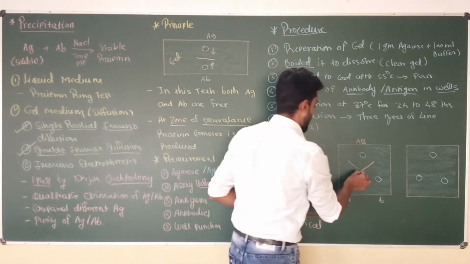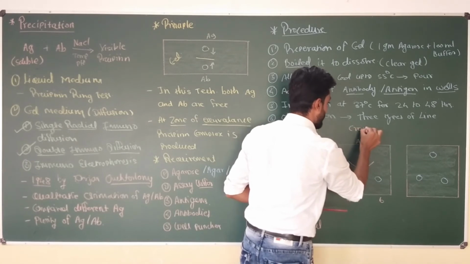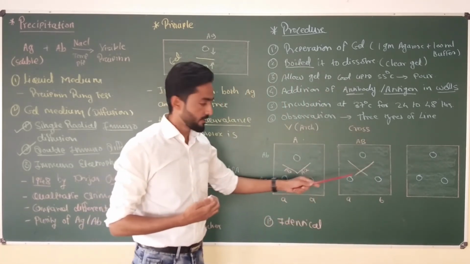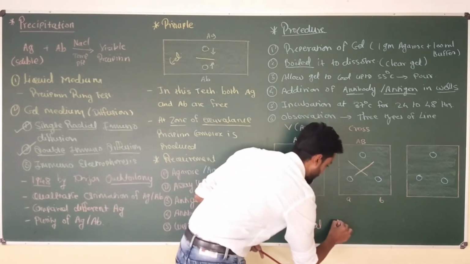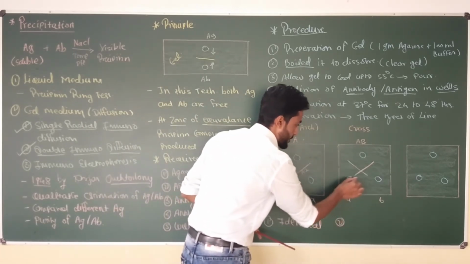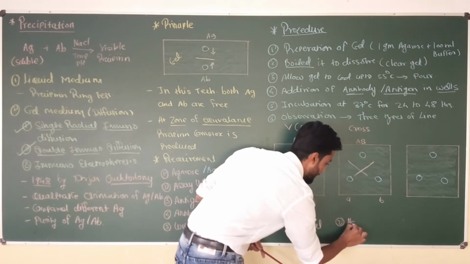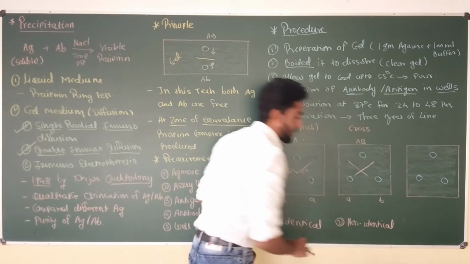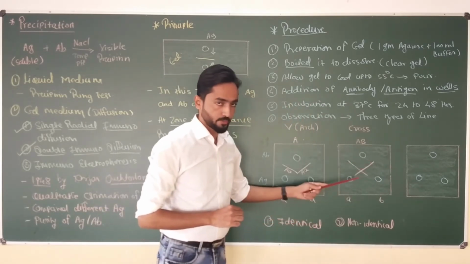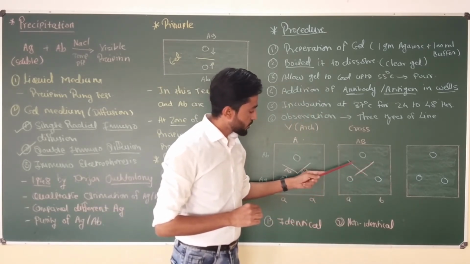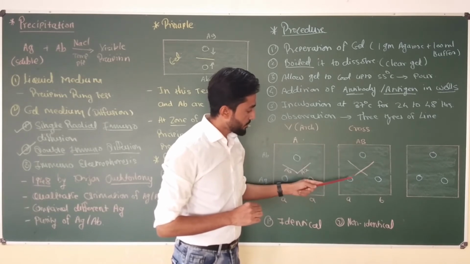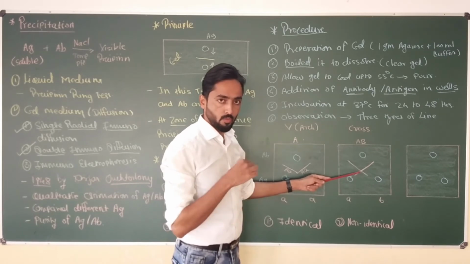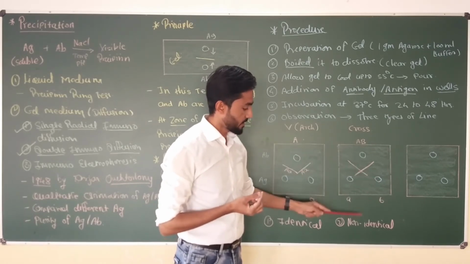So if we get such a cross precipitation line, also called a criss-cross precipitation line, then we can say that both the antigens in the wells are non-identical. Because the cross is produced only due to the interaction of different antibodies with different antigens. Lines are crossed to one another, so one can conclude that both these antigens are non-identical, they are non-similar antigens.